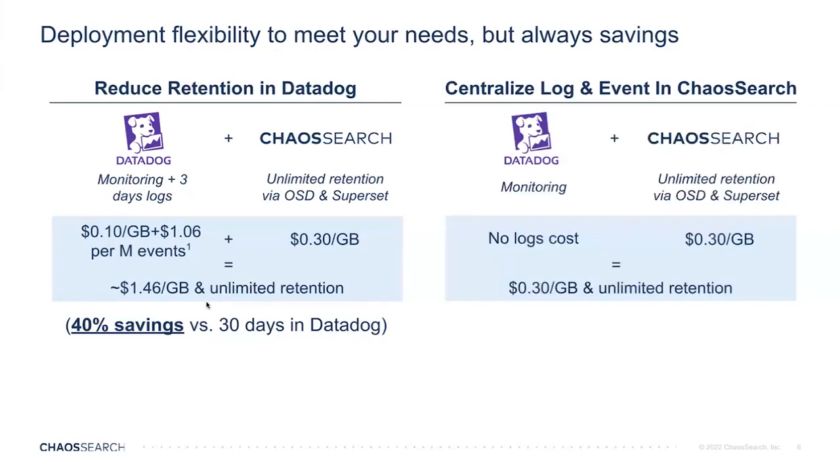If you decide to centralize all log and event in ChaosSearch and just keep Datadog for monitoring, then you would have no log costs in Datadog and just pay ChaosSearch the 15 to 30 cents per gigabyte. And so with that, on the high watermark, you'd pay 30 cents per gigabyte and have unlimited retention, which is about a tenth of the $2.50 per million events ingested that you'd pay Datadog for 30 days retention.